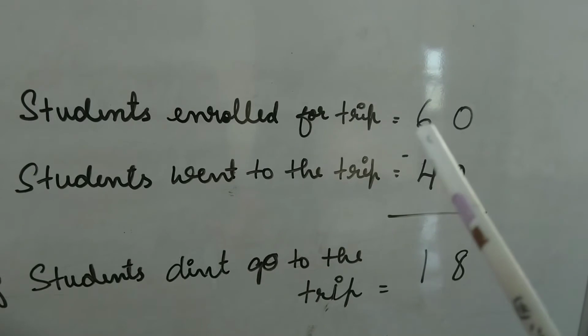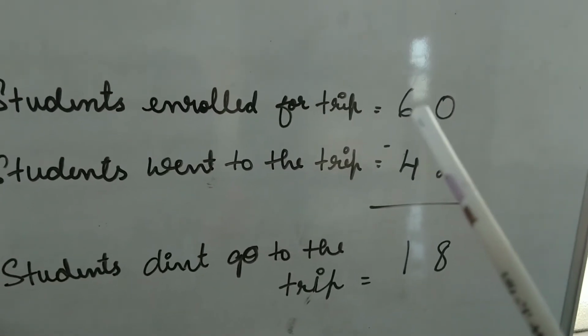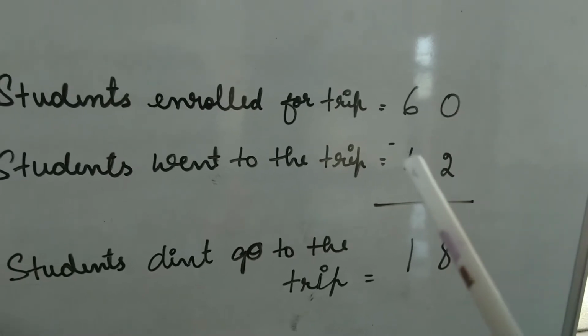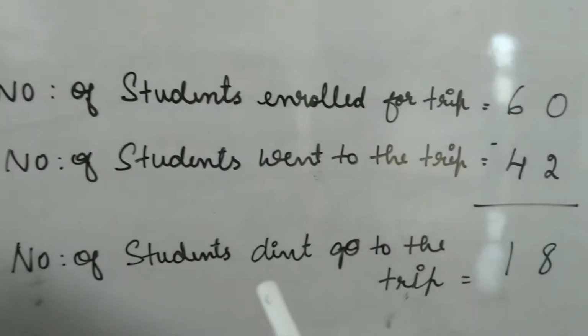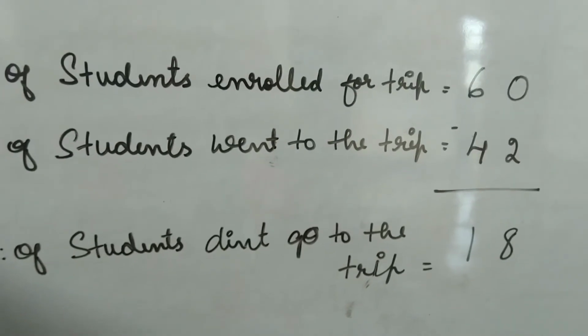You need to borrow 1 from here, so it will be 10. 10 minus 2 is 8. Here 5 will be left. 5 minus 4 is 1. Number of students who didn't go to the trip is 18 students.